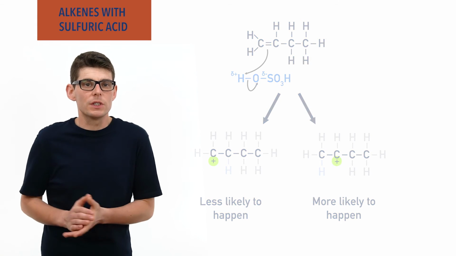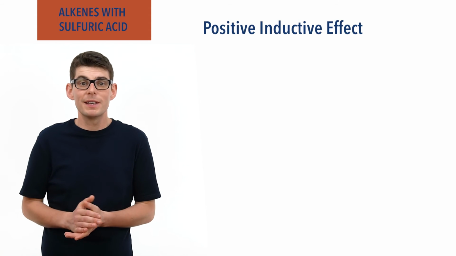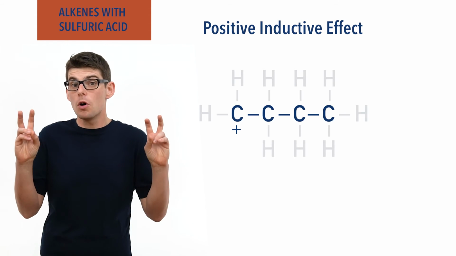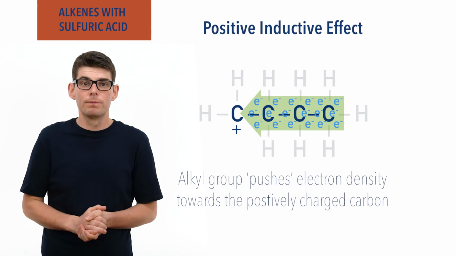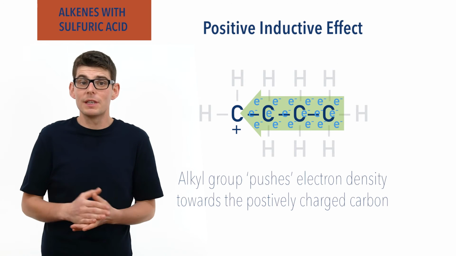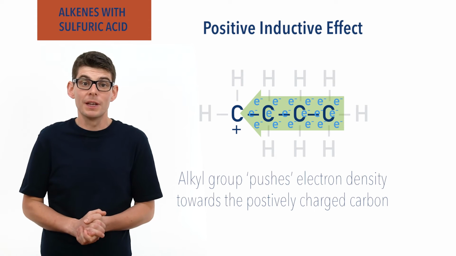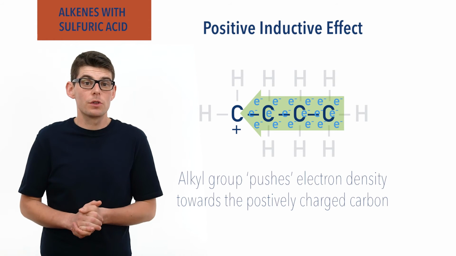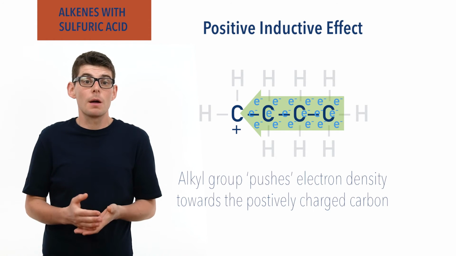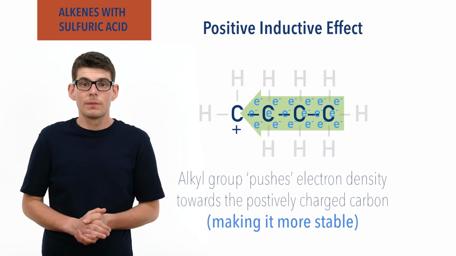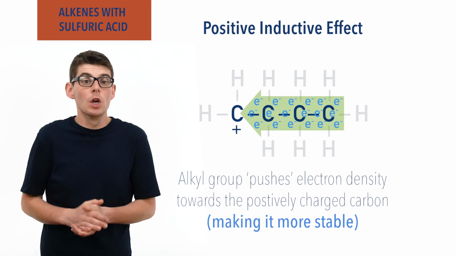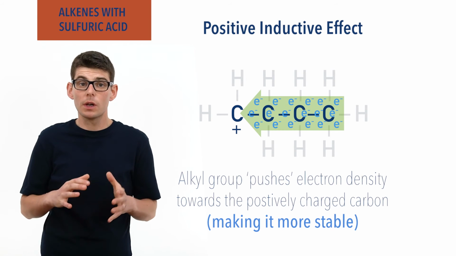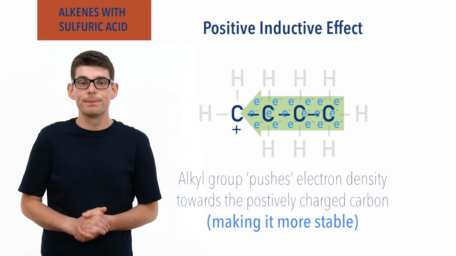This positive inductive effect describes the ability of a carbon group to push electron density towards a positively charged carbon. This effectively reduces the amount of positive charge on the carbon as electrons are negatively charged, and this stabilizes the carbocation ion. It enables the positive charge to be spread out through the ion rather than being forced to be localized on one carbon atom.